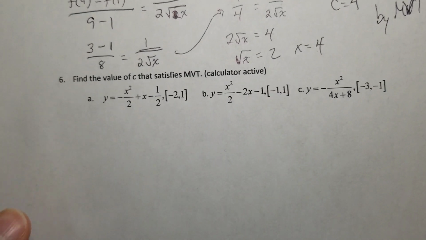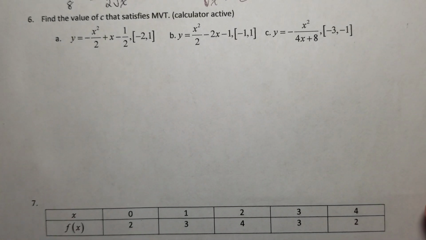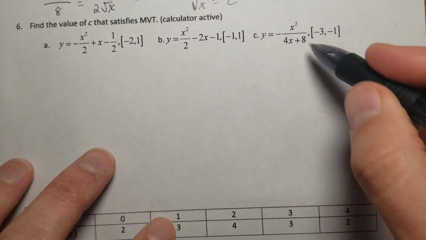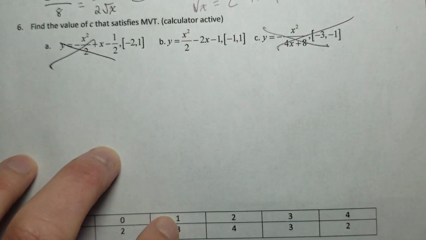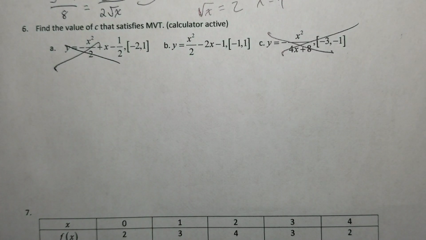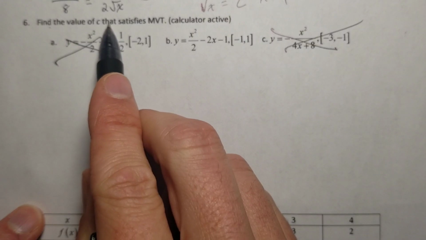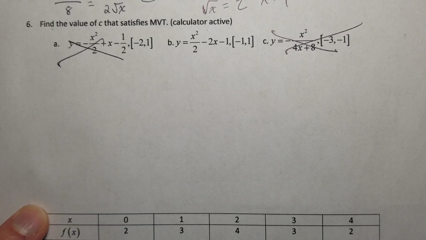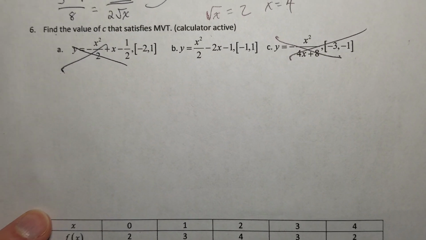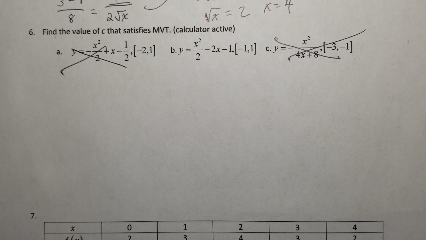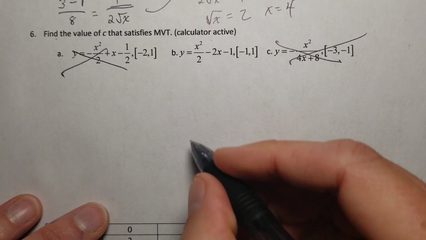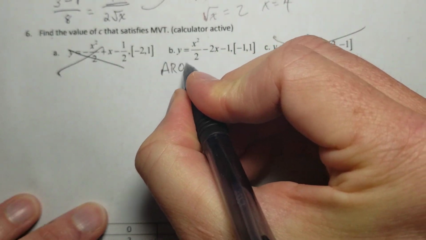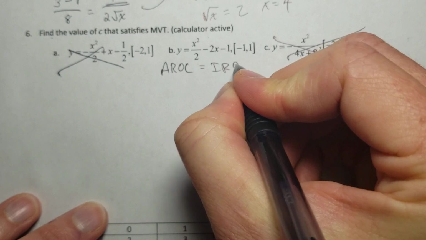All right, let's go ahead and do one more example here. Let's do letter B actually. Got our function here. We're not going to do C, we're not going to do A. Let's go ahead. We are finding a C that satisfies the MVT, satisfies the mean value theorem. So go ahead and, if you need to, do your calculator here. I'm going to do an average rate of change equals an instantaneous rate of change. All right, so my AROC equals my IROC.